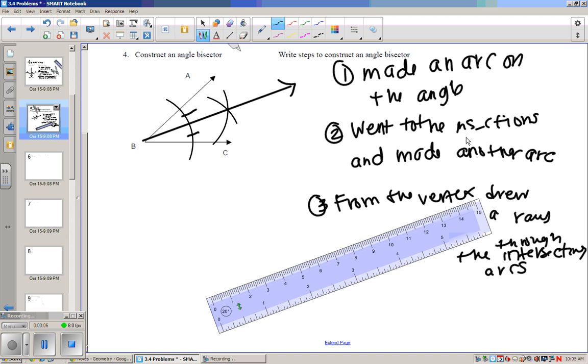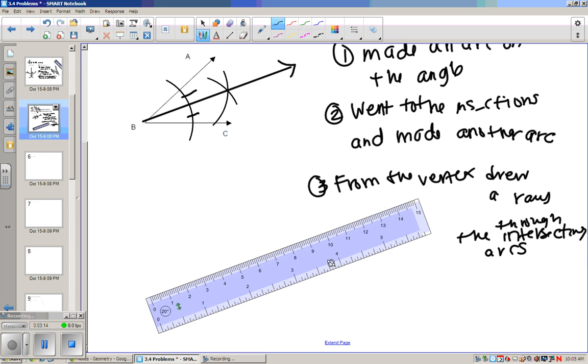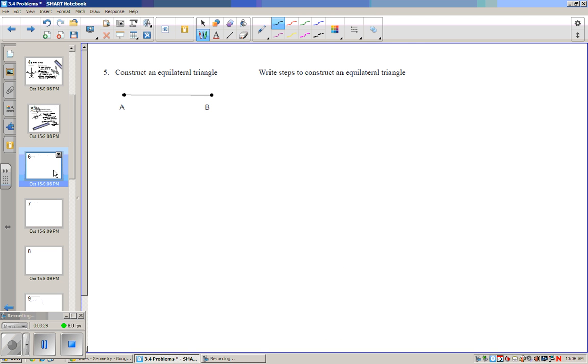So let's reiterate that. Made an arc on the angle. Went to the intersections, which when I say intersection, I mean where the arc intersects the angle. And we made another set of arcs right here. And then we drew a ray from our vertex through our angle and marked that the two angles were now congruent because we bisected them. All right? So if you need to redo that, go ahead and rewind it. Otherwise, we're going to move on to constructing an equilateral triangle.